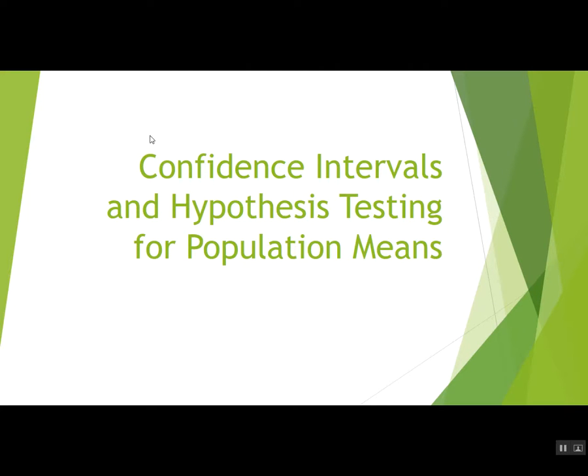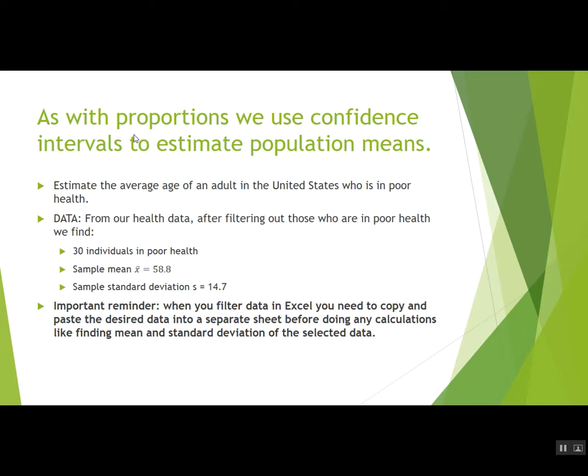Okay, so now we're going to talk about confidence intervals and hypothesis testing for population means. As with proportions, we use confidence intervals to estimate a population mean. So suppose we want to estimate the average age of adults in the United States who are in poor health. What is the mean? If we look at our health data, after we filter out those who are in poor health, we find that only 30 of our 1,000 people were in poor health.